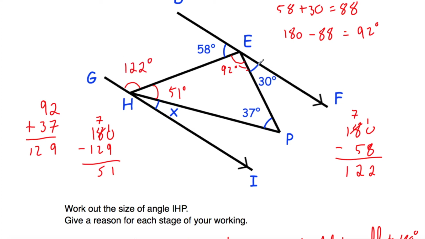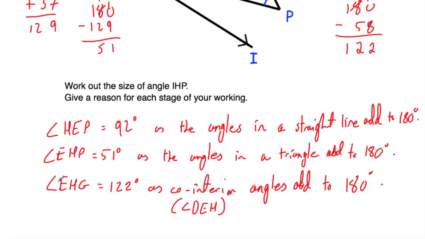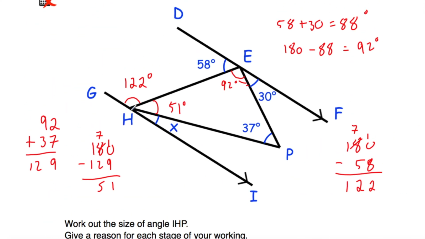Also, as I said, remember, we could consider those alternate angles. So if we do 30 plus 92, that's 122 degrees. So that means that angle EHG would also be 122 degrees because alternate angles are equal to each other. So either approach. So I'm going to write down the approach for co-interior angles. So let's do that. Okay, so I've just written down the angle EHG equals 122 degrees as co-interior angles, because it's co-interior with angle DEH, they add to 180 degrees. So we've now found the size of that angle.